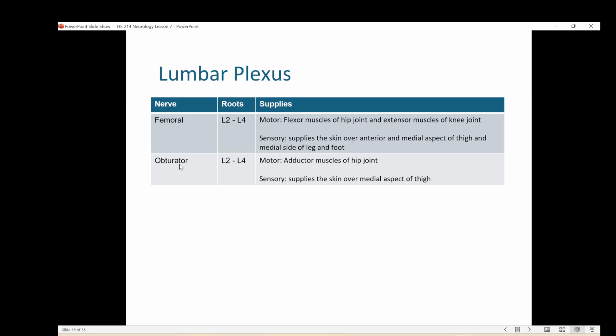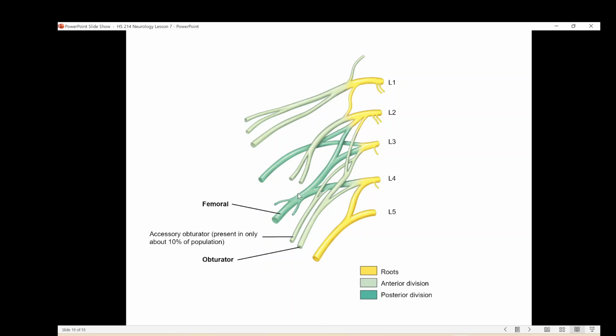The last nerve of this group that we'll do is the obturator nerve. This also comes from L2 to L4, and this is going to hit your adductor muscles of the hip joint. So all the muscles of your, I'm sorry, adductor muscles of the hip joint. This is going to hit all the muscles on the medial thigh. And then from sensory, it supplies the skin over that same area, the medial aspect of the thigh. And you can see these are the lower nerves down over here, the femoral nerve and the obturator nerve. There is an accessory obturator you can see only present in about 10% of the population. We didn't include that in the chart. We're going to focus just on the femoral and the obturator nerve.